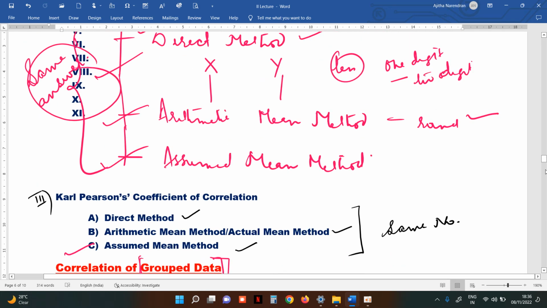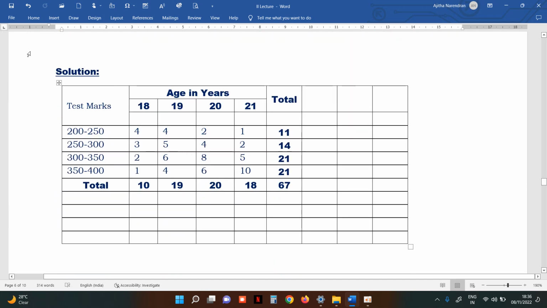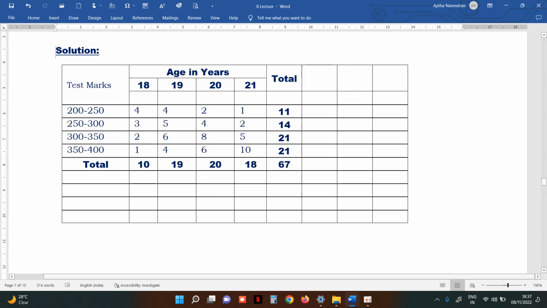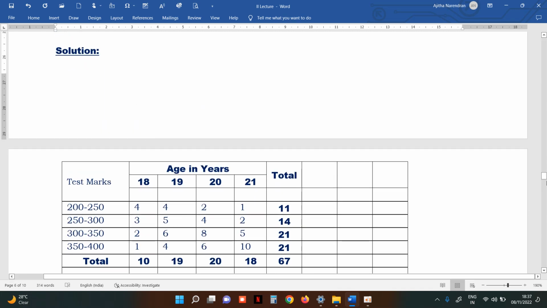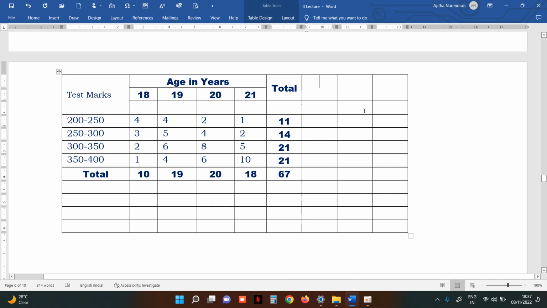You see, I have just pasted the same thing. I have pasted it, and what are the columns required? All that I have just pasted, so that it will be easy for you. Okay, these are the cases.